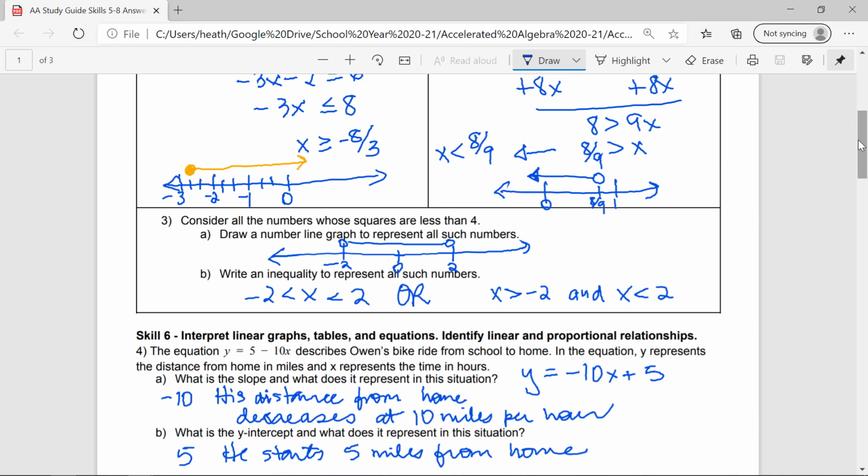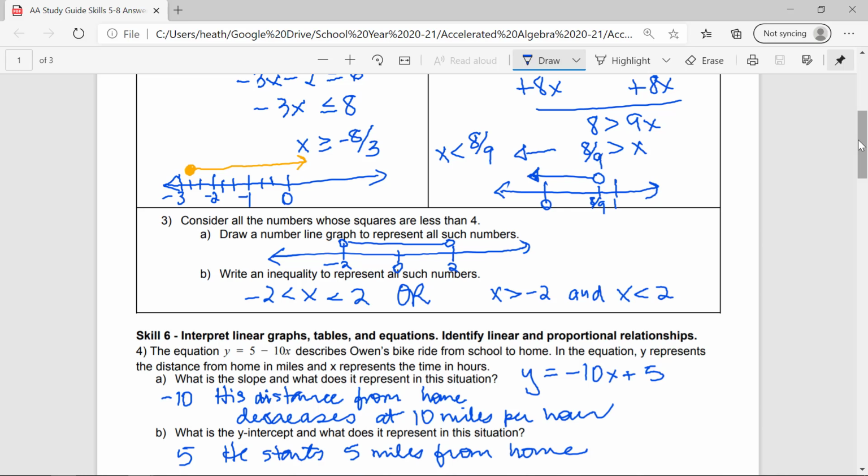All right, this one's just a tiny bit trickier. Think of all the numbers whose squares are less than 4. So x squared is less than 4. So like 1 squared is 1. That's less than 4. 1.5 squared is going to be less than 2 squared. And 2 squared is 4. So anything right up to 2 is going to be good.